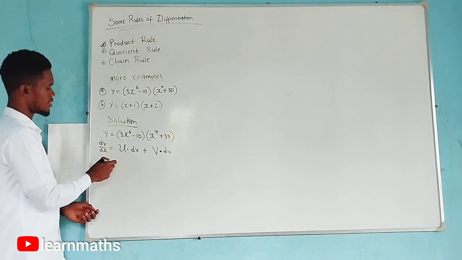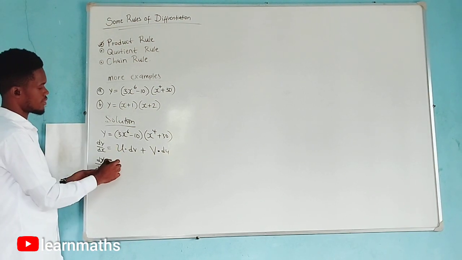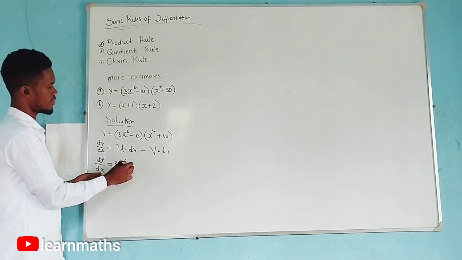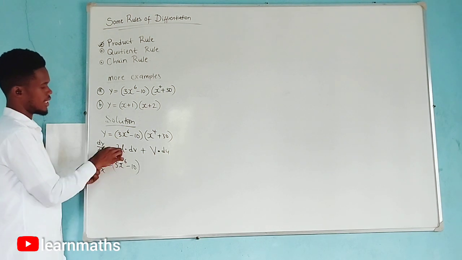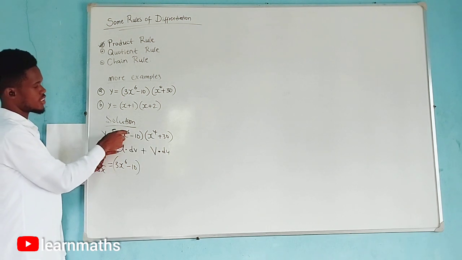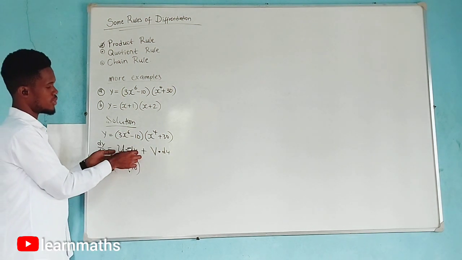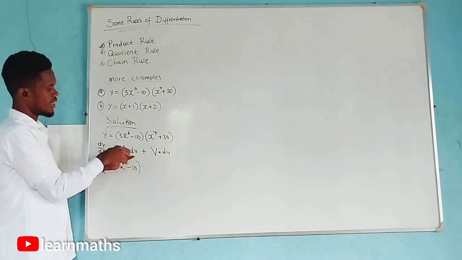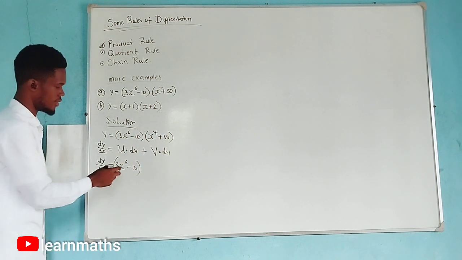Let's get dy/dx. What's our u? 3x^6 minus 10, right? That is our u. These are v, these are v. Our u is 3x^6 minus 10. And what's going to be the differential of v? Let's differentiate v and see what we get.